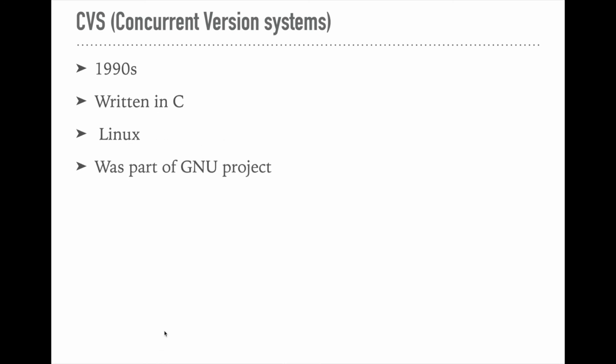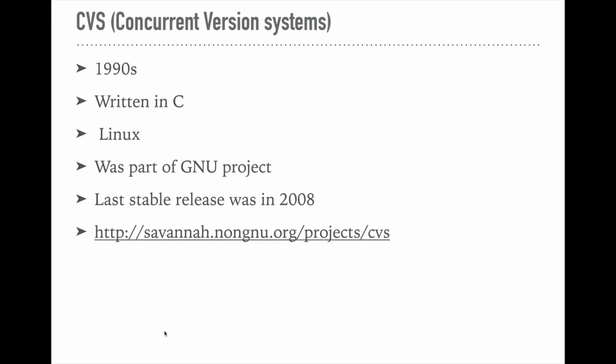The first one is Concurrent Versions System, commonly known as CVS, which was actually written in the 1990s. It was written in C on the Linux platform, and it was part of the GNU project. The last stable release was in 2008. So you can imagine the hint: it is getting outdated, right? You can see more about this at this URL.